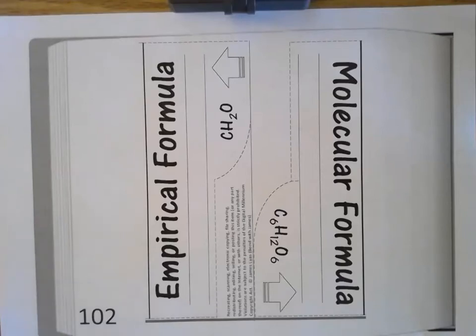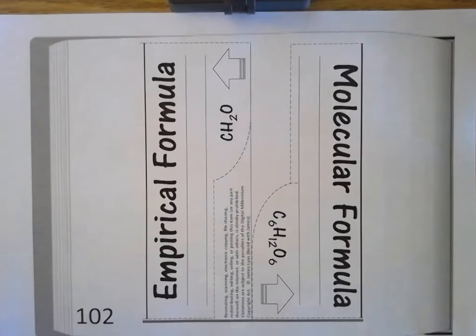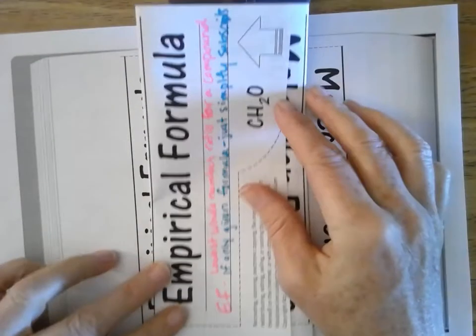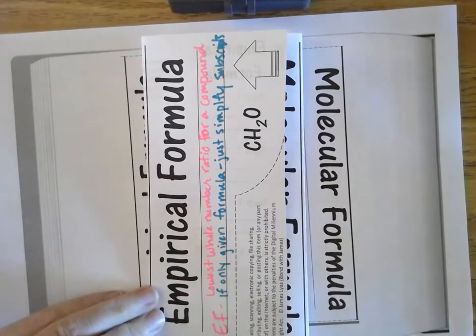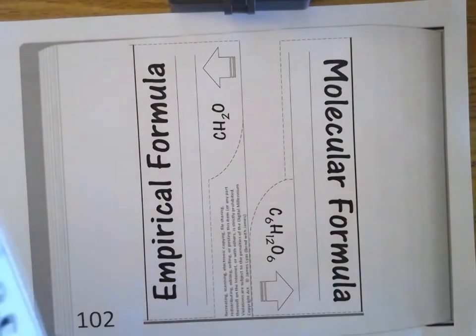In this video, we're going to learn how to calculate molecular formula. It's on the same page. You're going to glue this into your notebook, page 102. So here is the empirical one we worked on, and here's the inside. Okay. We're going to finish it. I'm going to turn it this way. And again, if I write it, you're going to write it.